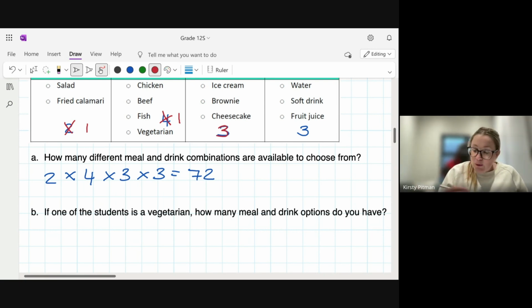And finally, being a vegetarian doesn't change your drink orders. So 3. So here I'm going to say 1 times 1 times 3 times 3. And now this person has 9 options here, or 9 combinations. All right. Does everyone agree with me? Does everyone know how I did that? We all good? And moving on.